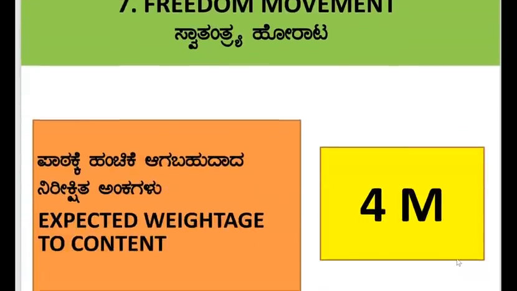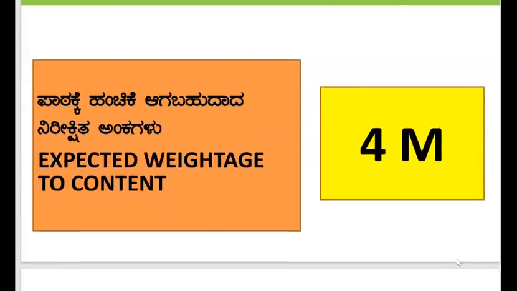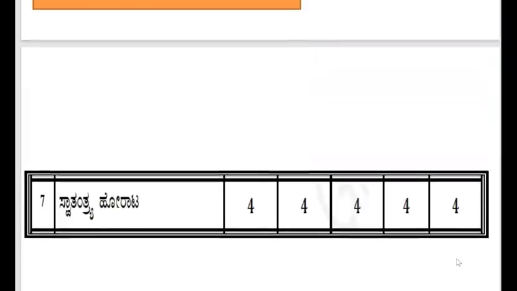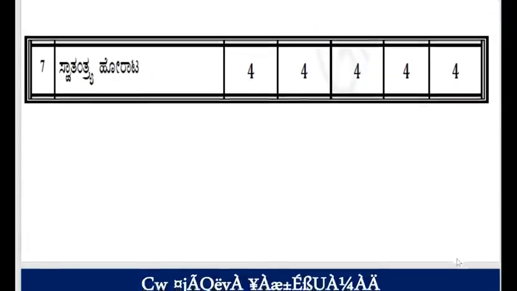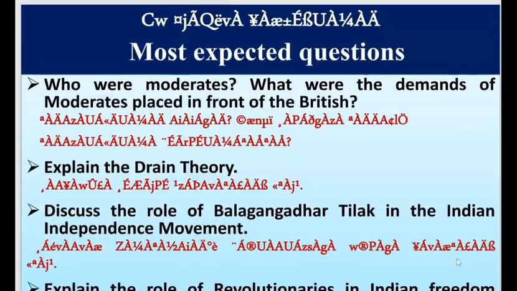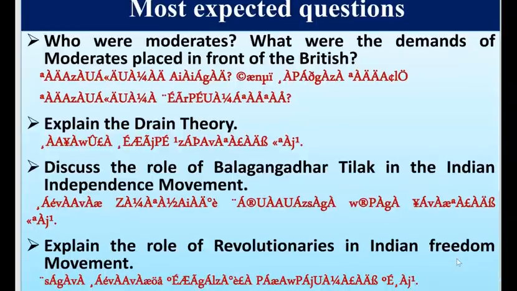Next, the freedom movement. From this chapter, you can expect 4 mark question. Most expected questions. Who are moderates? What were the demands of moderates placed in front of the British?